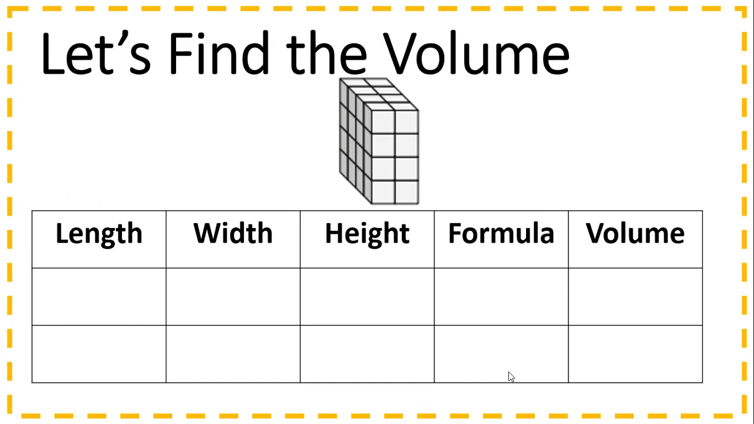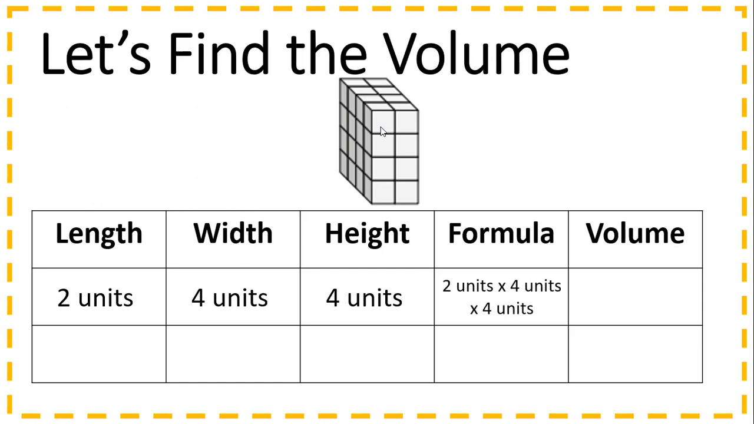Let's try to find the volume of this rectangular prism. The length is 2 units, 1, 2. The width is 4 units, 1, 2, 3, 4. And the height is 4 units. 1, 2, 3, 4. We're going to multiply all these dimensions together. 2 units times 4 units times 4 units. 2 units times 4 units is 8 units. And 8 units times 4 units is 32 cubic units. So the volume is 32 cubic units.